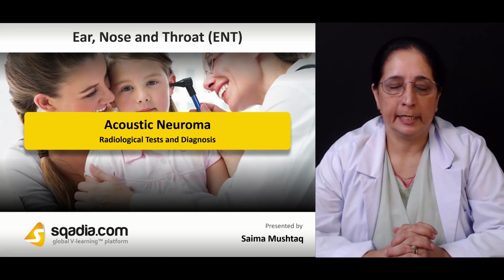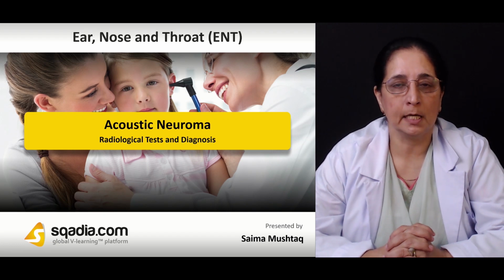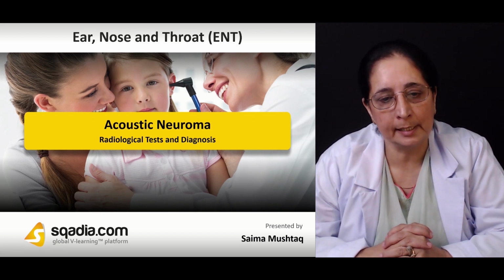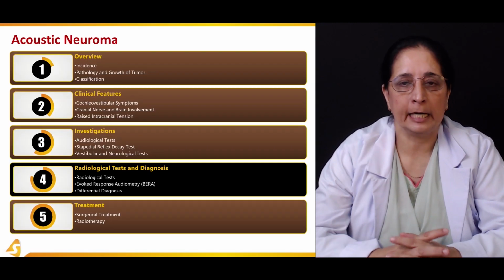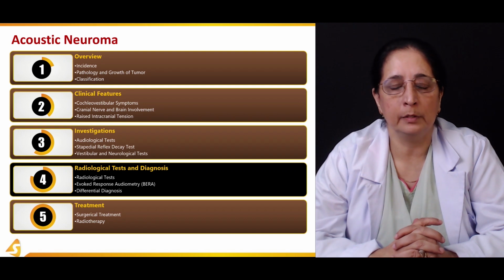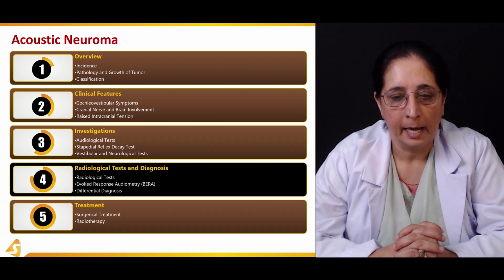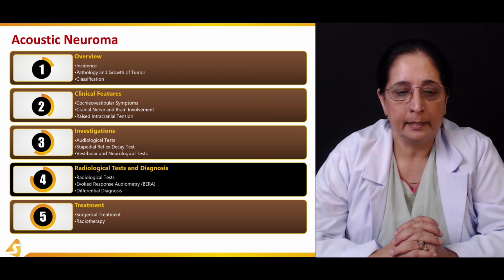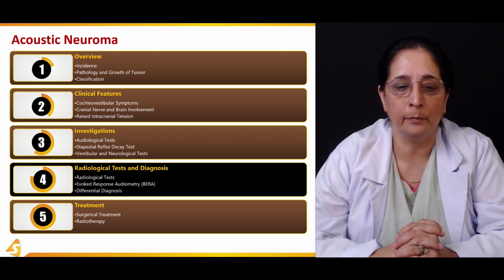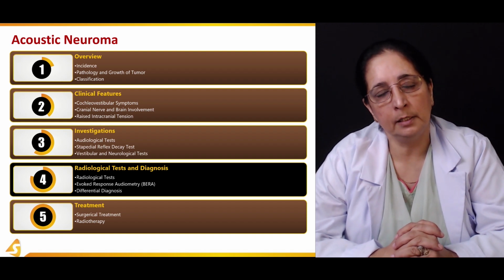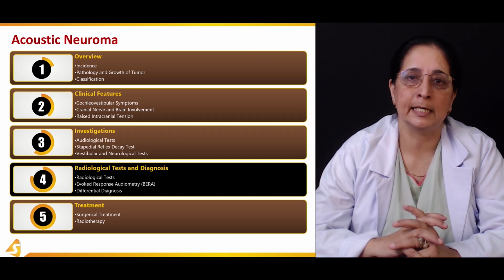Now, in the fourth section of our lecture on acoustic neuroma, we will discuss the radiological tests and diagnosis. In this section, we will mainly talk about the radiological tests for the diagnosis of acoustic neuroma. And then we will talk about evoked response audiometry and the different differential diagnoses of acoustic neuroma.